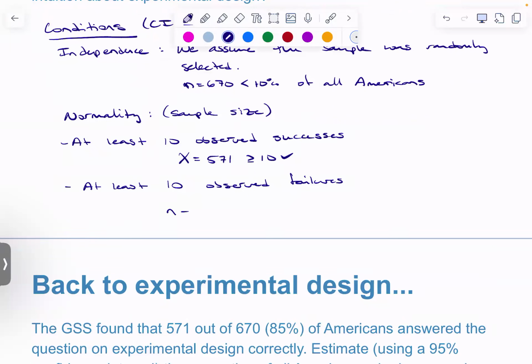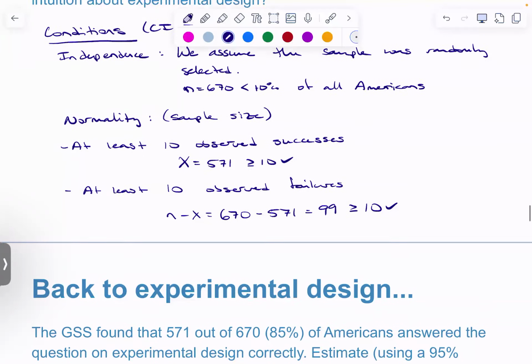If we talk about n minus x, of my total of 670, if I take away 571, I seem to remember it was 99, right? Which you could also grab from your table, I'll confirm, but 670 minus 571, yeah. Which is also greater than or equal to 10.